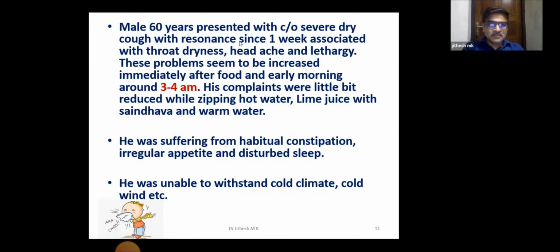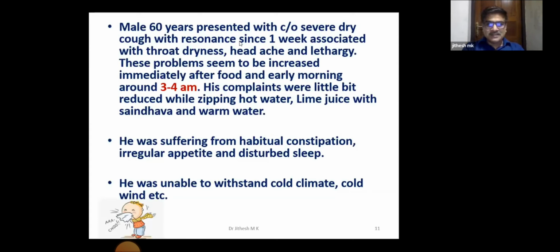Can anyone tell me what type of Kasa this is? Is it Vatika Kasa, Paithika Kasa, or Kaphaja Kasa? Yeah, Vatika Kasa, Vatika. Okay. Definitely. Oh, someone has said Paithika Kasa. Okay, let it be, no problem. Vataja Kasa, Vatika, Pittaja.